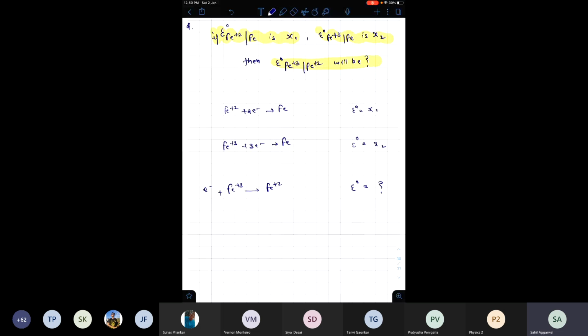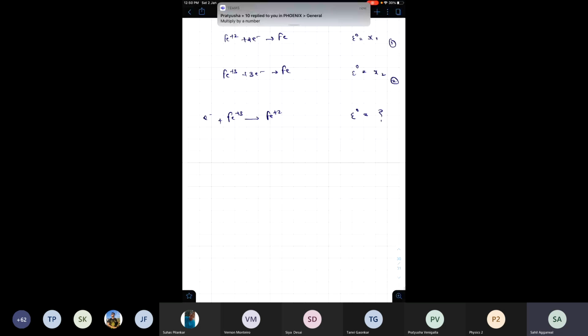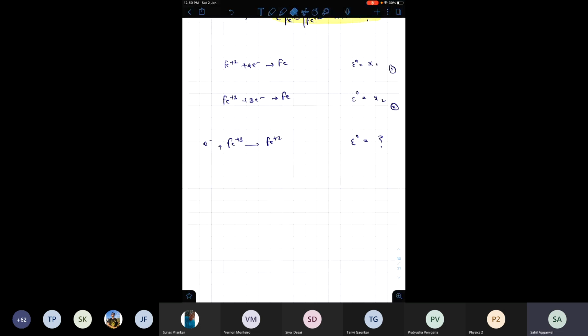How can we make the third equation from the first two? Multiply by a number. We want to make one equation. We do not want to equalize the equations. How will the third equation be made from the first two equations? X2 minus X1. Very good. Okay.